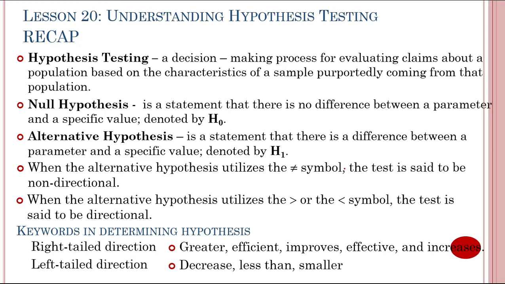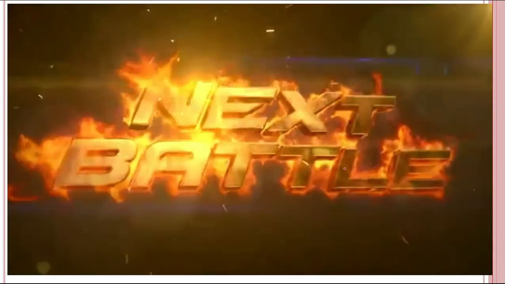Again, also remember, when the alternative hypothesis utilizes the not equal symbol, it is not directional. On the other hand, kapag naman greater than or less than yung ating symbol, the test is said to be directional. Also, take note of the keywords para malaman natin kung left-tailed or right-tailed yung ating direction. Okay? Kuha ba? Okay, good. Get ready for the next battle.